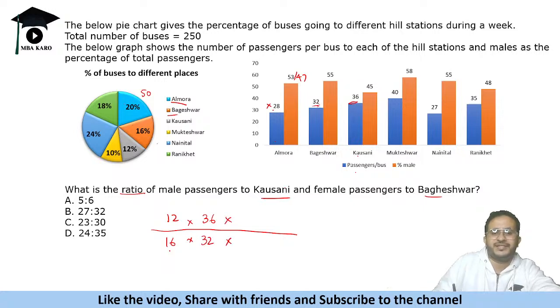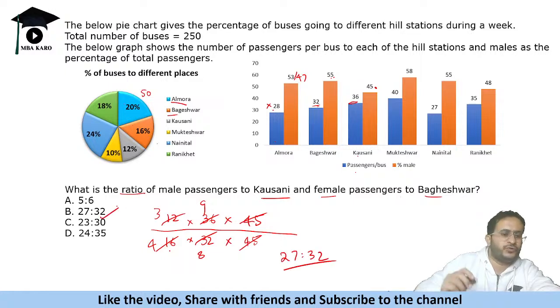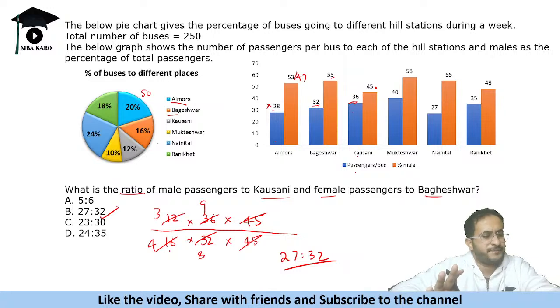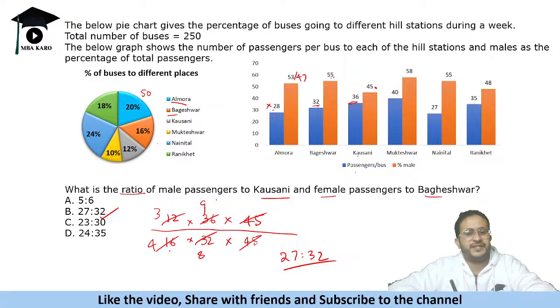Then it is asking for male passengers to Kausani. Male passengers here are 45%, so 45, and female passengers to Bageshwar: male is 55, so female will be 45. So 45 and 45 cancel. Now we have 3 by 4, and this is 9 by 8. So we get 27 ratio 32. A straightforward answer, no need to calculate values separately. The question is very simple.